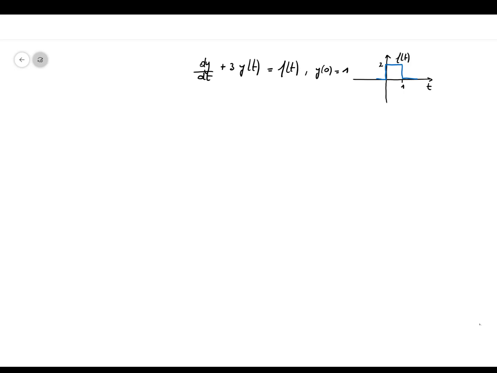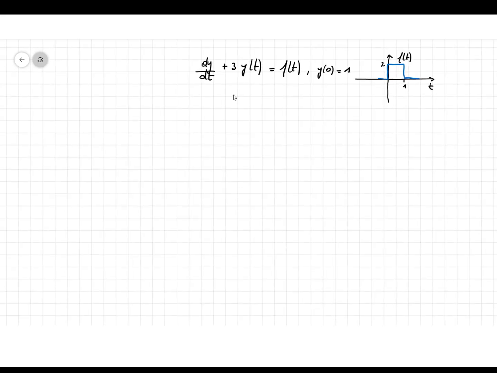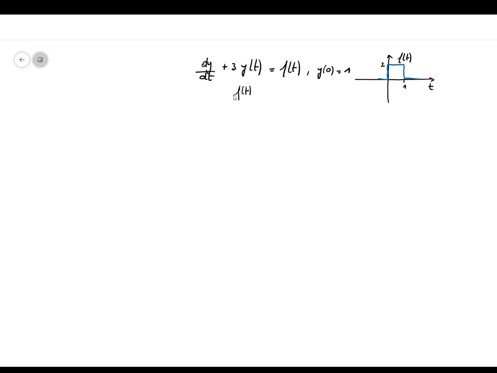So let us start the exercise, and we first start by finding a mathematical expression for f of t. So you'll have two steps over here, one in t equals 0 and one in t equals 1, and it will give you u of t minus u of t minus 1, and 2 to have the correct amplitude. So this is something that you know. We've done something similar when we talked about the rectangular impulse.